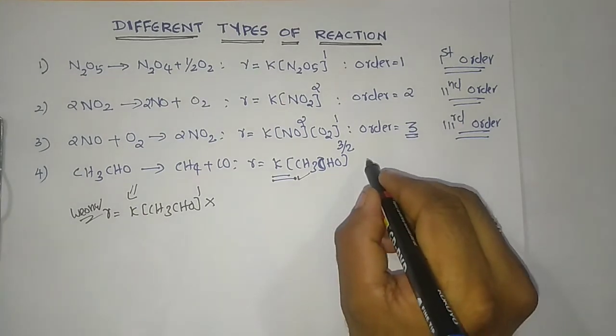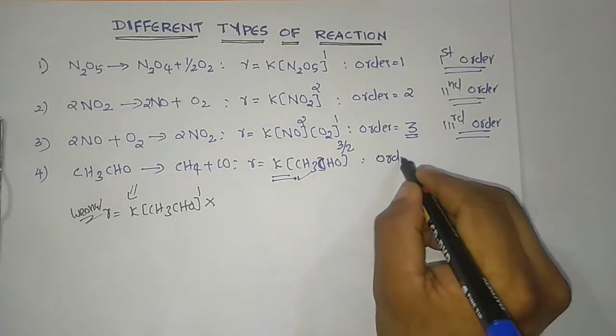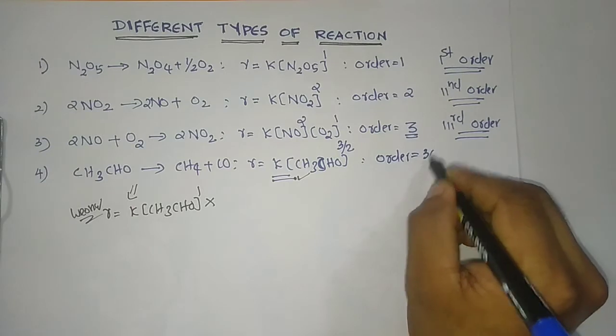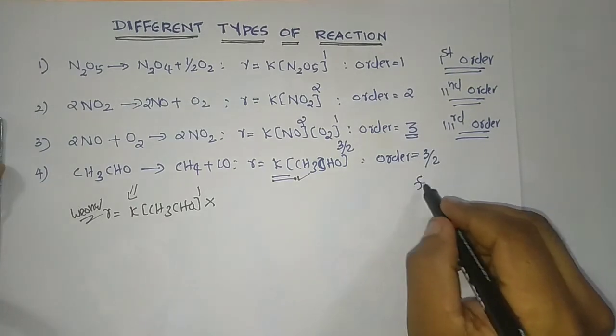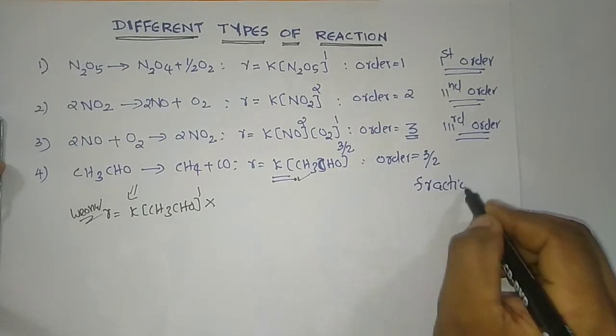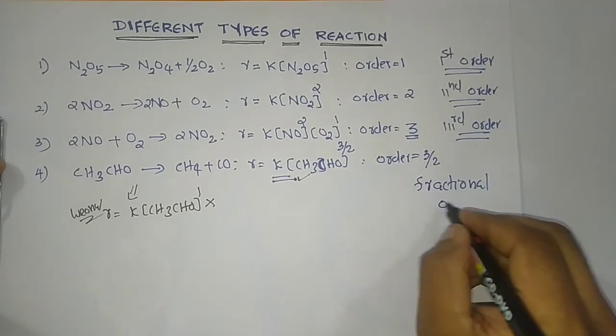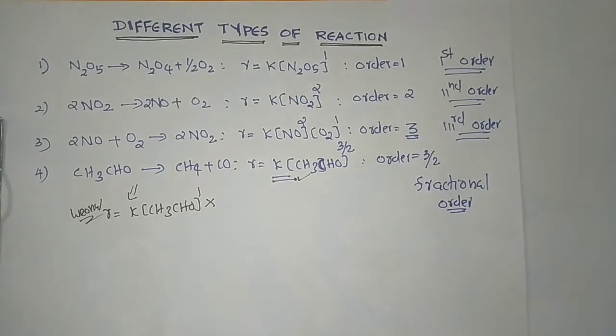Here, order is equal to how much? Order is equal to 3 by 2. So this is an example for a fractional order reaction. Order can have fractional values also. Clear? This is an example for a fractional order reaction.